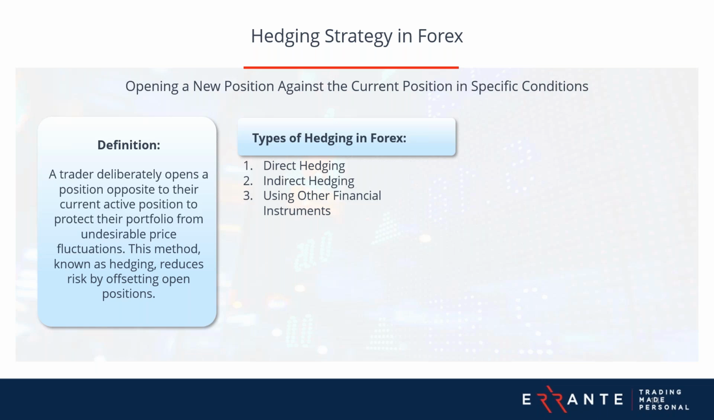And another one is using other financial instruments. You can also hedge your positions using other financial instruments or tools like options, futures, or CFDs. For instance, say you're buying a cryptocurrency like Bitcoin on a crypto exchange, then you can protect your long position by maybe shorting a Bitcoin CFD at a Forex broker. This is one way to hedge against the market.